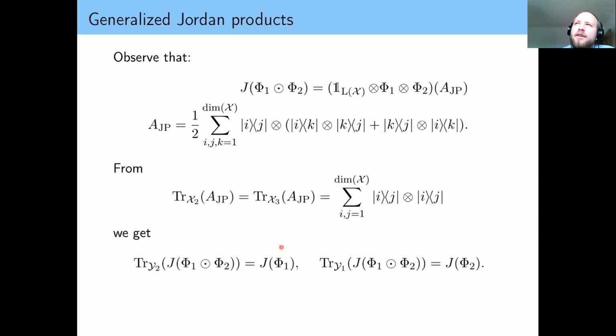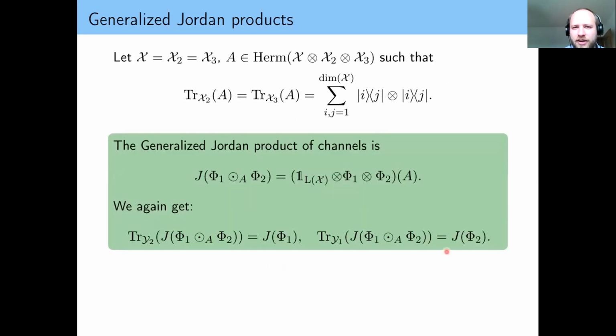And so now the obvious thing to do is to spin it the other way around, to basically stop using this fixed form of the operator A_JP, but to just use this property. And this is what we call the generalized Jordan product. And what we show is that you can always take any operator on three copies of the same input Hilbert space, such that if you trace over the second and the third, you get this thing that we see inside the Choi isomorphism.